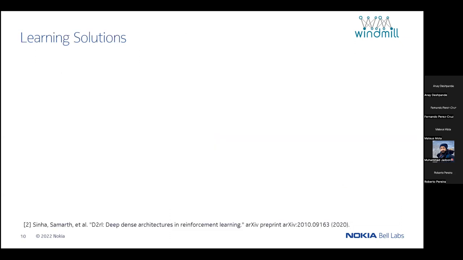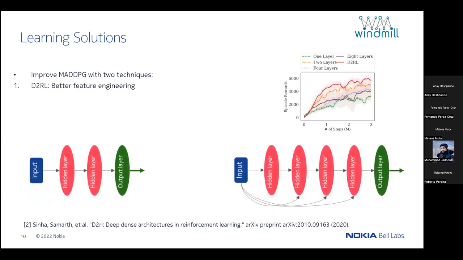Okay, so what is the exact algorithm that we are using? The bottom line here is that we have the immediate GPU, which is the RL training algorithm that we use, and we improve it with two techniques. The first one is what you call G2RL, which allows better feature engineering in the simple feedforward networks that we use. The general idea here is that you use skip connections to feed the inputs to every hidden layer. And this allows you to go deeper without losing performance.